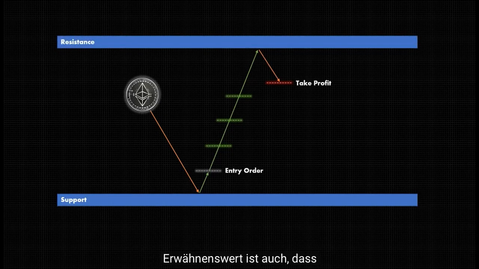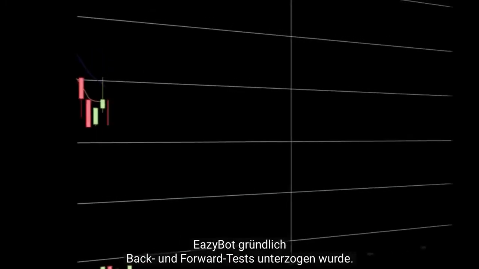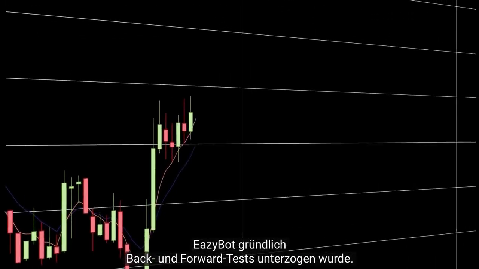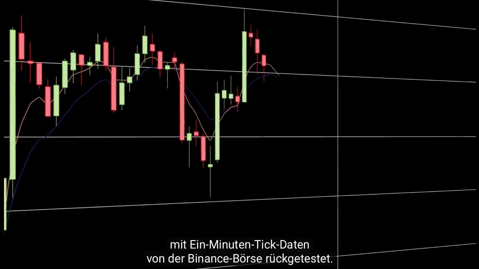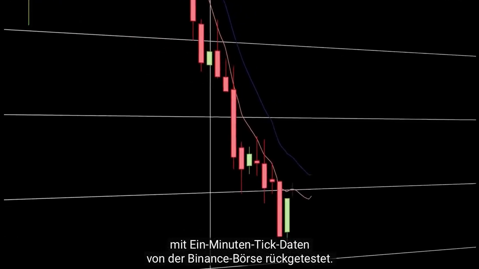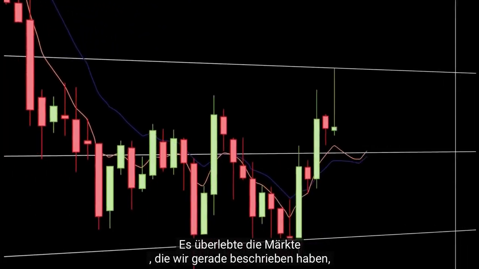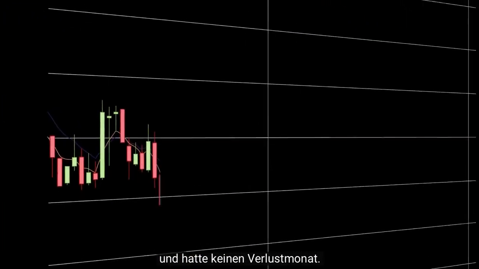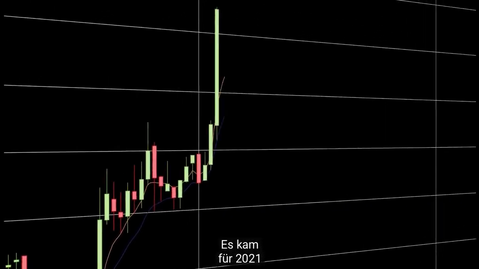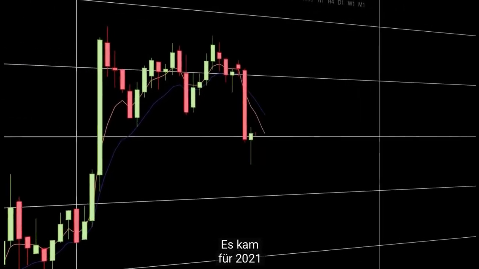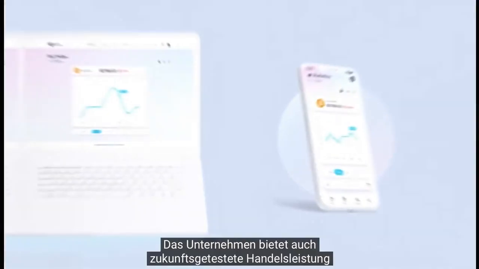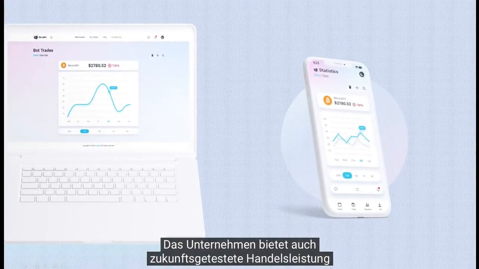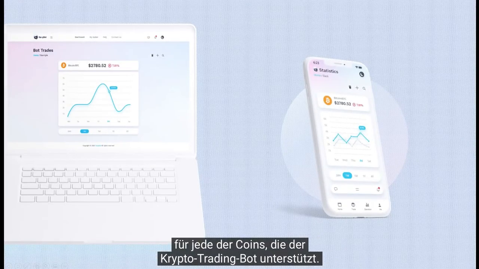It's also worth mentioning that Eazybot has been thoroughly back-tested and forward-tested. It was back-tested through 2021 with 1-minute tick data from the Binance exchange. It survived the markets that we just described, and it did not have a losing month. It came out with an average of 5% per month for 2021, despite the big 50% market crash. The company also provides forward-tested trading performance for each of the coins that the crypto trading bot supports.